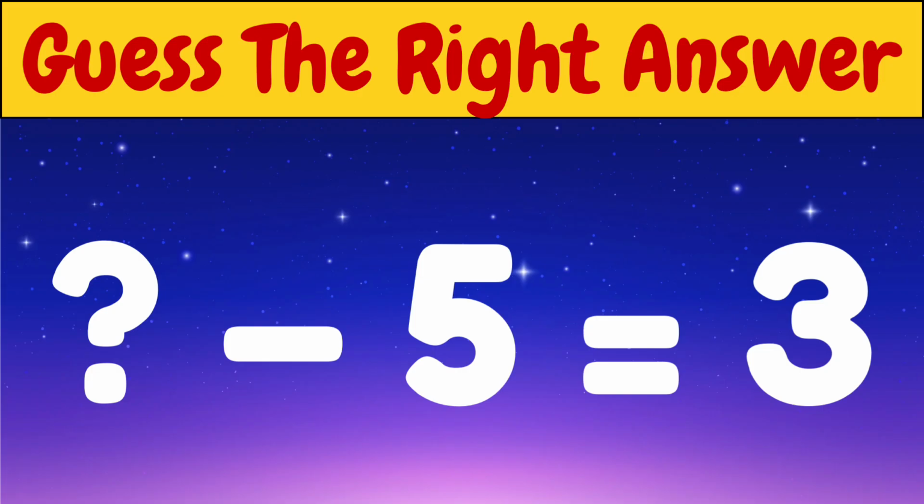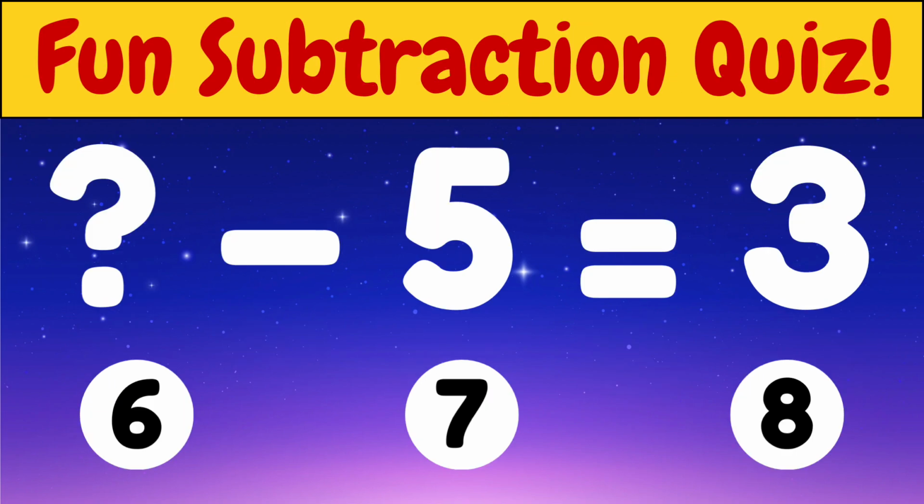Here comes our subtraction puzzle. What number should go here? Blank minus 5 equals 3. Let's find the right answer. Let's look at the options. Is it 6, or maybe 7, or could it be 8? What do you think, kids?